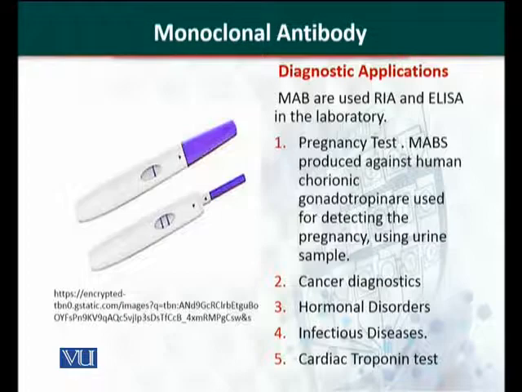The monoclonal antibodies have applications in diagnostics. They are used in radioimmunoassay, ELISA, and other laboratory methods. Pregnancy test is one of the most important applications of monoclonal antibodies. Monoclonal antibodies are produced against human chorionic gonadotropin hormone and are used to detect pregnancy using a urine sample.